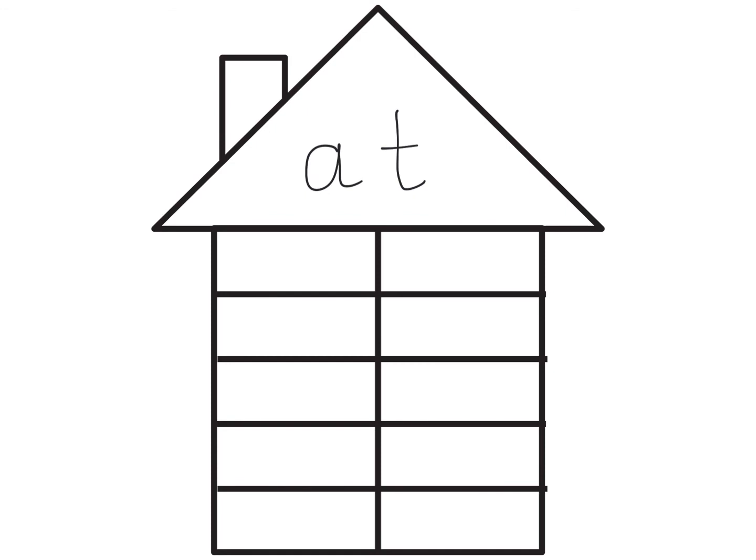It's b-at. So what says b? We're going to put a B. We're going to put our ending, and we have bat. Our next word is cat. Cat. Let's isolate that first sound. The first sound is k.